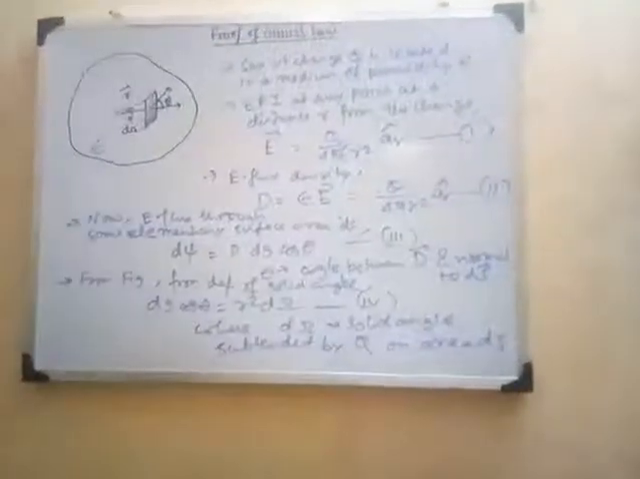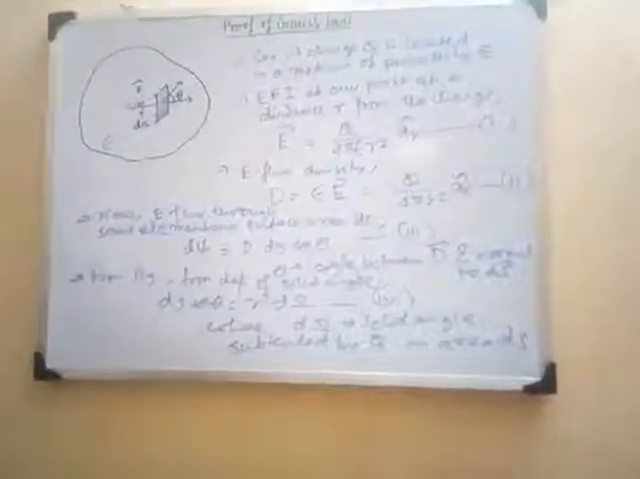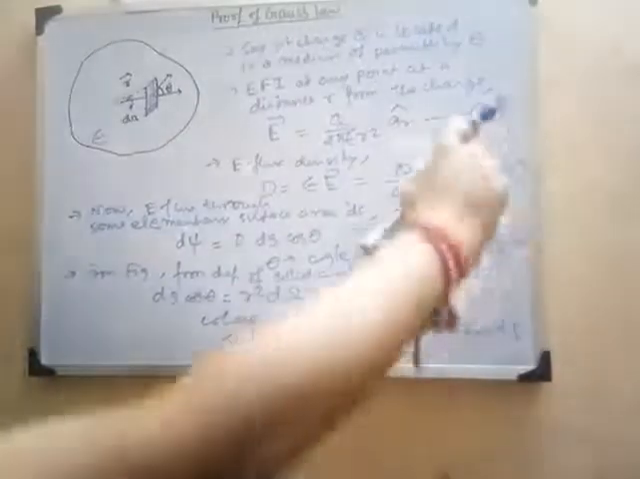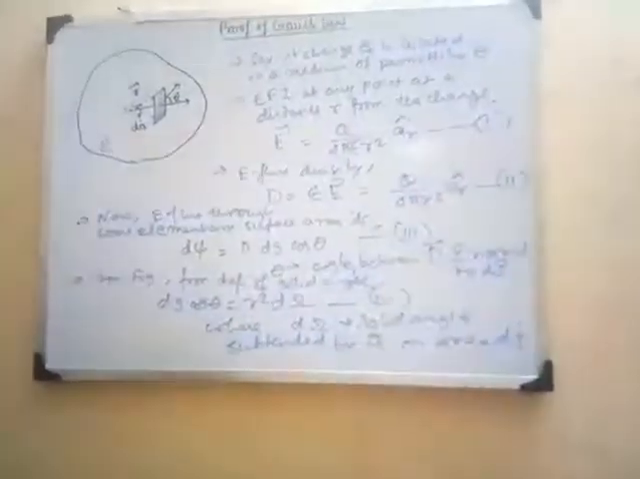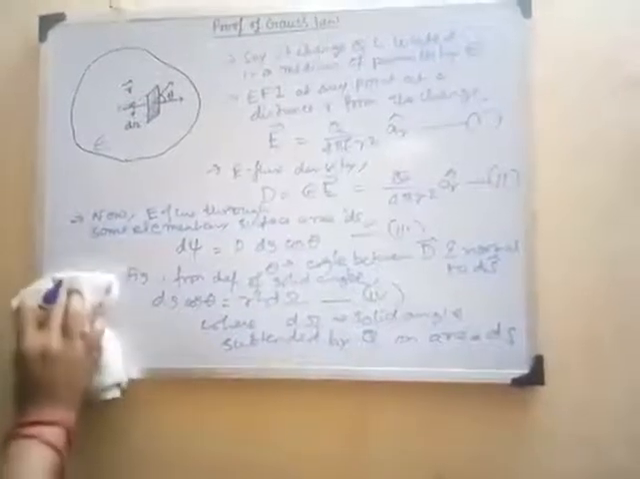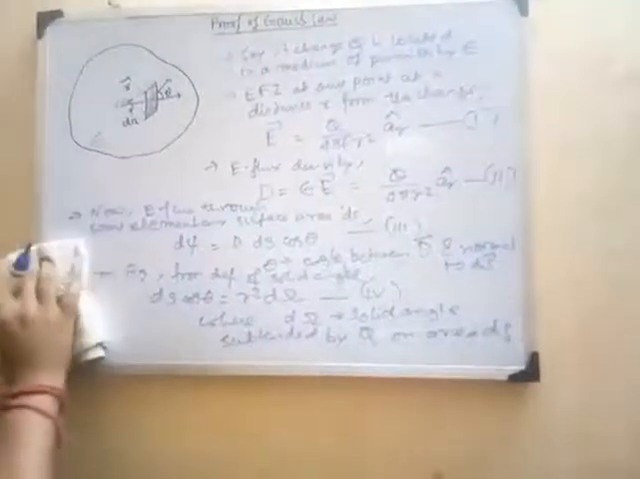Now from here we are going to calculate the total displacement flux through the entire surface. I'm omitting the derivation, so you can go back and check it again. Remember these four equations, 1, 2, 3, 4. We will use these four equations and arrive at the next equations.